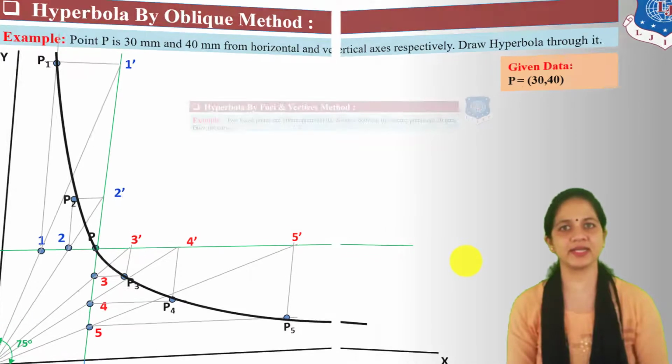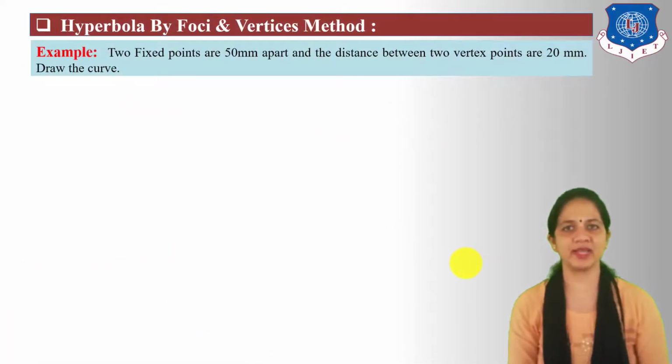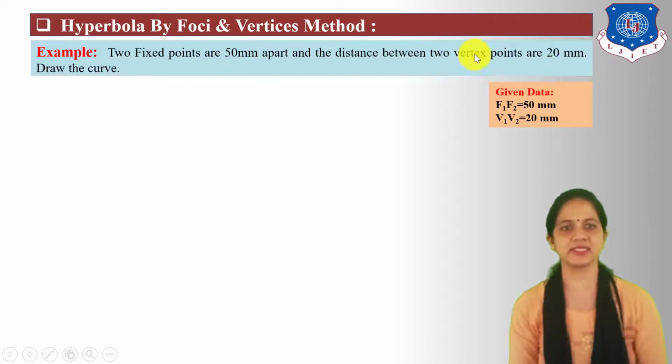Next, let us understand hyperbola by foci vertex method. Example given here: two fixed points are 50 mm apart and the distance between two vertex points is 20 mm. Draw the curve. First, list out given data. The distance between two focus points F1, F2 is equal to 50 mm and the distance between two vertex points V1, V2 is equal to 20 mm.